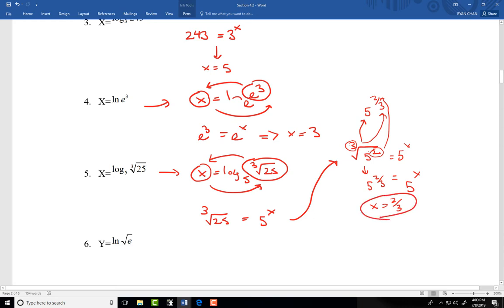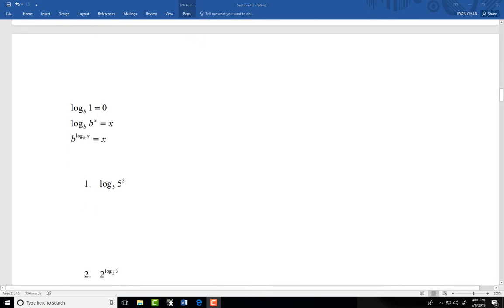That's it. Yeah, some of these will be a little bit tricky. Try to practice these, but if you run into trouble, feel free to send me an email. Okay. For the following, let's talk about a couple more properties dealing with logarithms. So I'm going to move on to the next page.